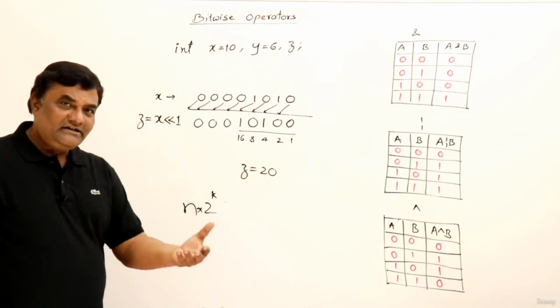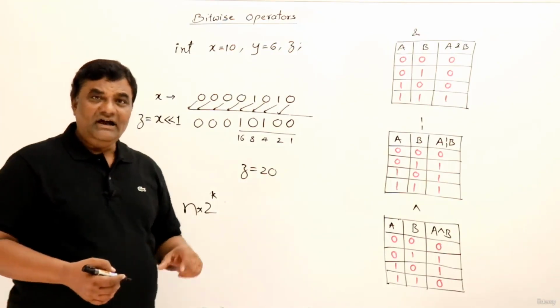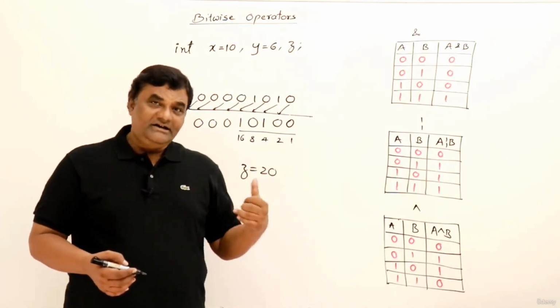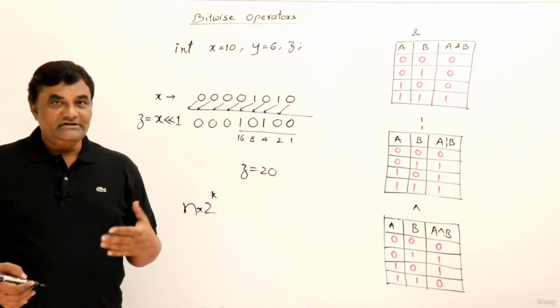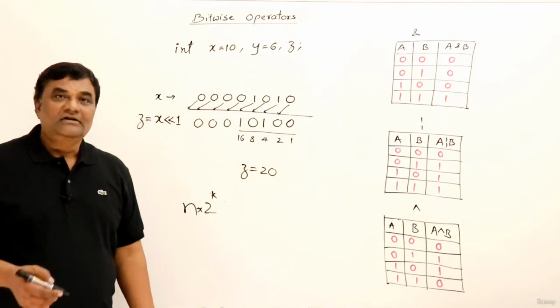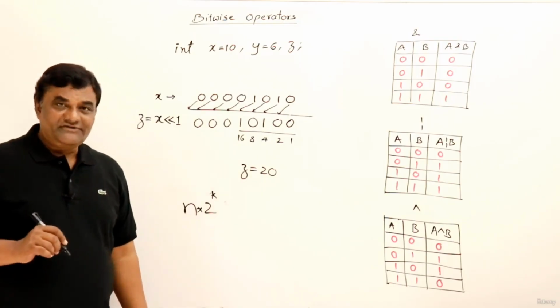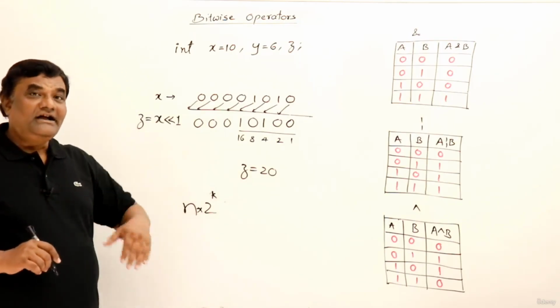So this is a little related to arithmetic. It means if you have to double the number or multiply with powers of 2, instead of multiplying it, you just shift it, then you get the results. That's about left shift. Now let us look at right shift.